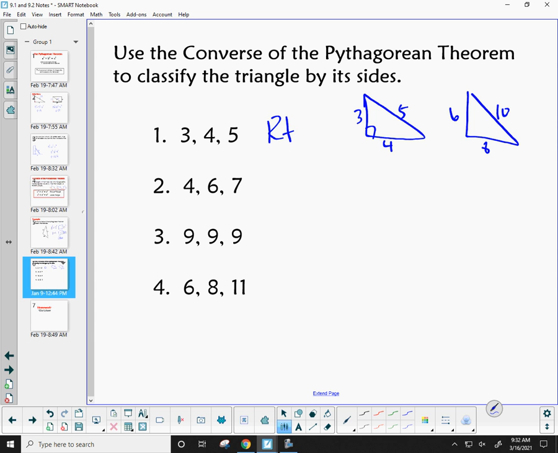In like on the ACT, if they want you to find the area of a triangle, we have to know the height of the triangle to find the area. I know we haven't talked about area yet, but area equals 1/2 base times height. So what they'll do is they'll put 5 here and they'll put 3 here, and they want you to come up with the area of the triangle.